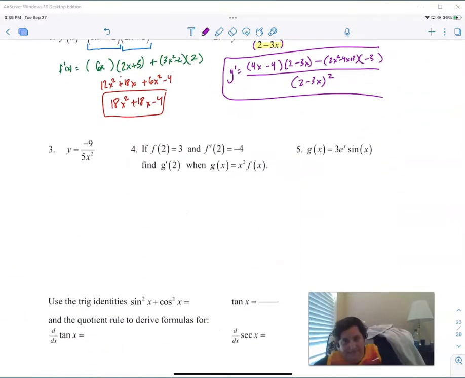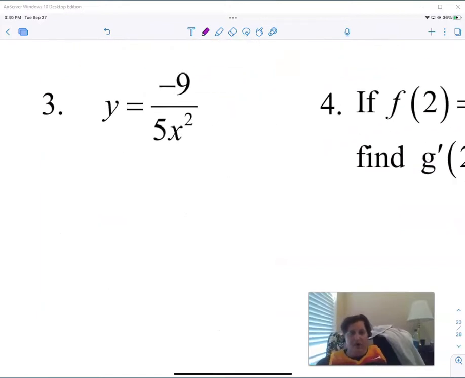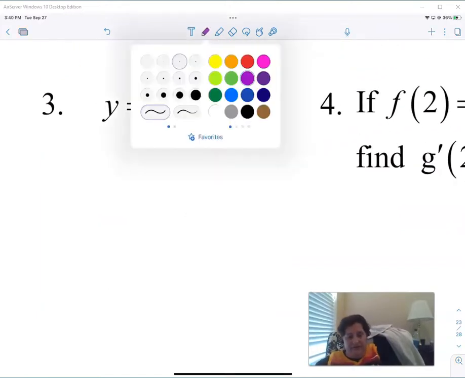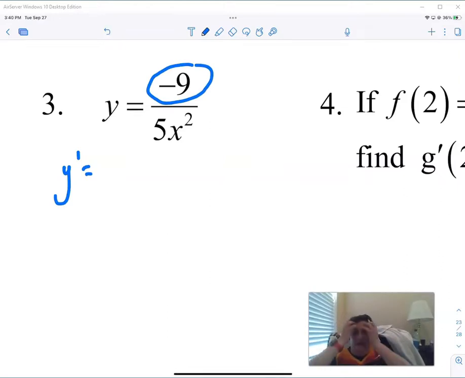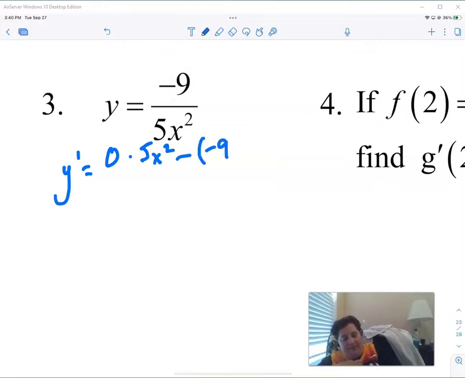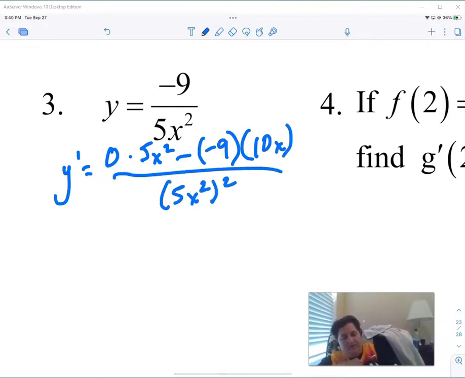Okay, so let's look at a couple other examples of product rule and quotient rule. All right, so here we go. Here's number 3. Is that a product rule or is that a quotient rule? This is definitely a quotient rule, right? Now this is a little bit tricky because I got to go derivative of the top. You really got to think on this one, guys. The derivative of the top, the derivative of negative 9 is 0 times the bottom, okay? And then I'll do the top times the derivative of the bottom, which is 10x, over the bottom squared.